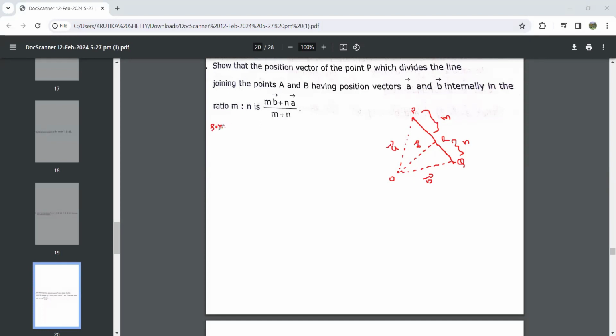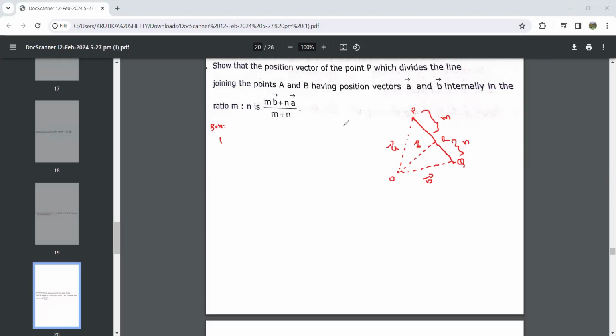For the solution, what we need to consider is: let the position vectors of P and Q be vector A and vector B, and R divides the vector PQ internally in the ratio m is to n. So here, let R be a point on the line PQ.